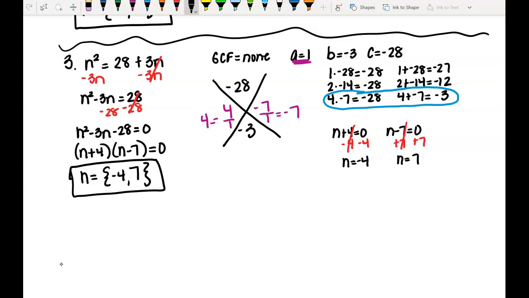So again, here's some extra practice on problems where we have to do some moving around before we can start any of the steps. One side has to be in standard form, the other side has to be equal to 0.